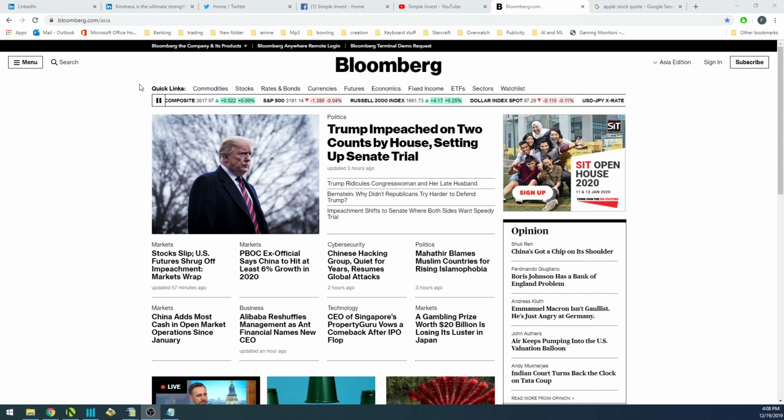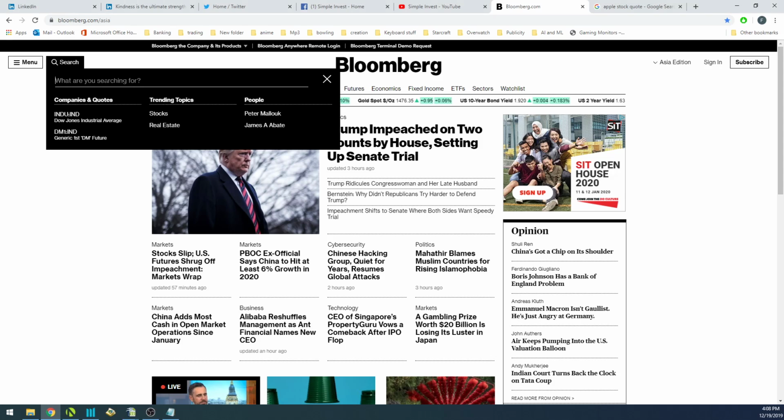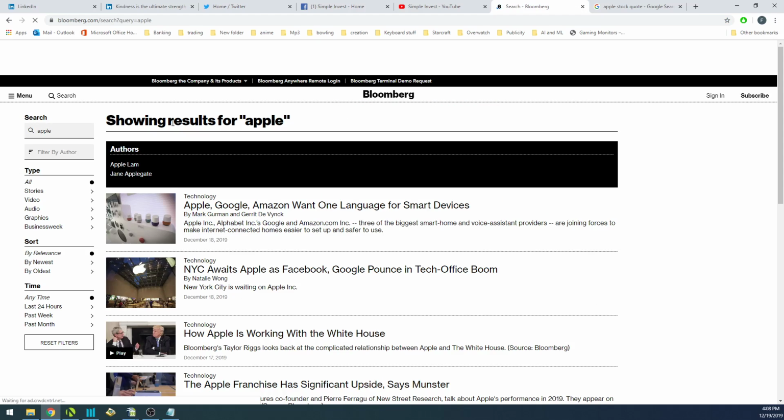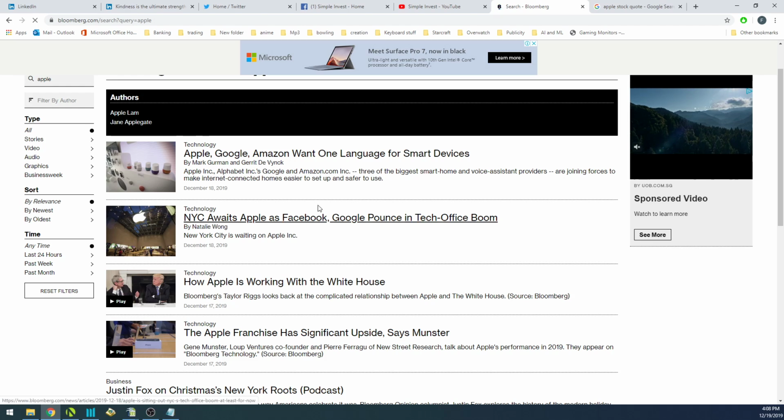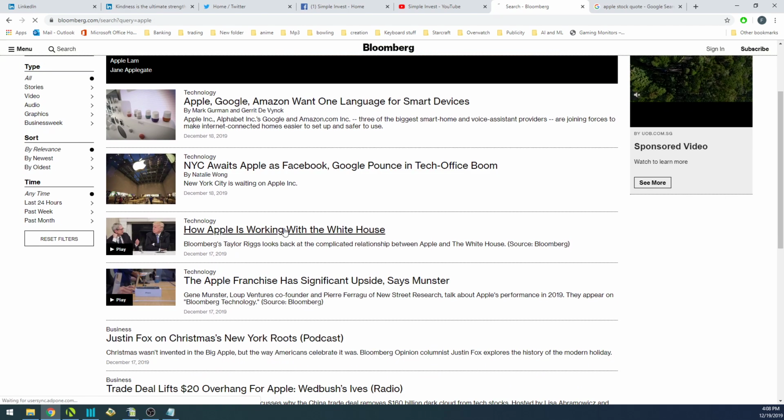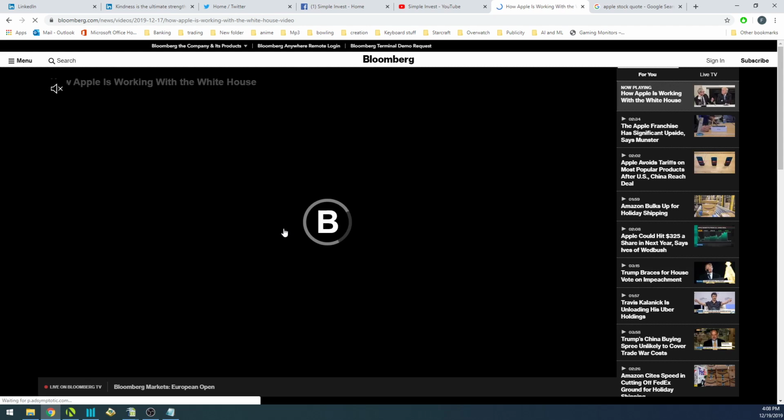To get to this website, it's pretty simple. Just go to Bloomberg.com and select the region you're in, or you can just Google for Bloomberg. And for now, let's search for a stock. For example, let's search for Apple. You can simply click on this search button here, type Apple, and they will have a list of articles which Apple is in. So just select any one of these articles.